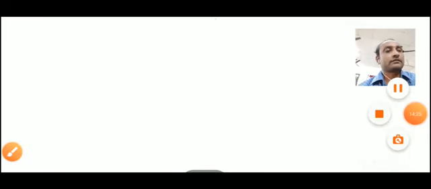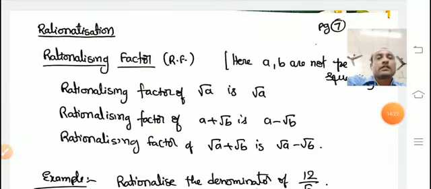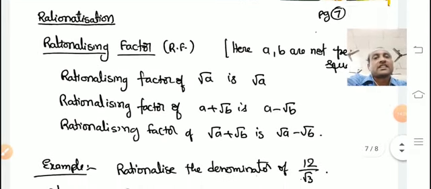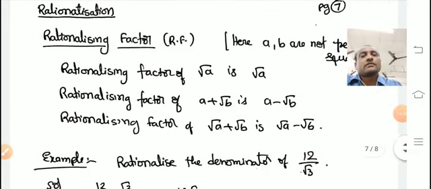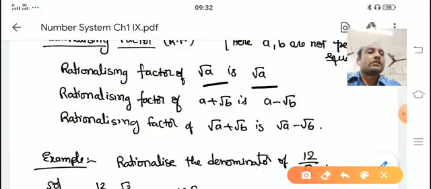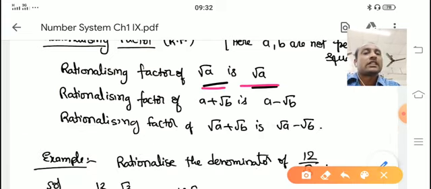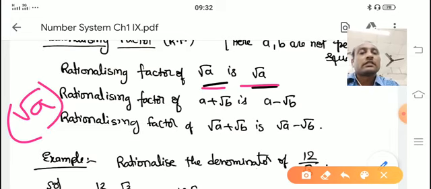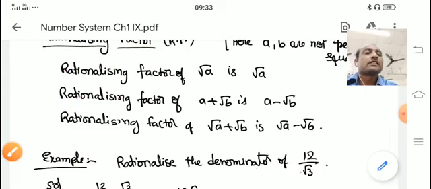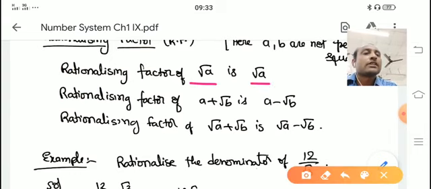Next, rationalizing factor. What is rationalization actually? If you take root A into root A, what will you get? A, because root A whole square, square and root cancel, A will come. So that means it is nothing but an irrational number we are making into a rational number by multiplying with itself.